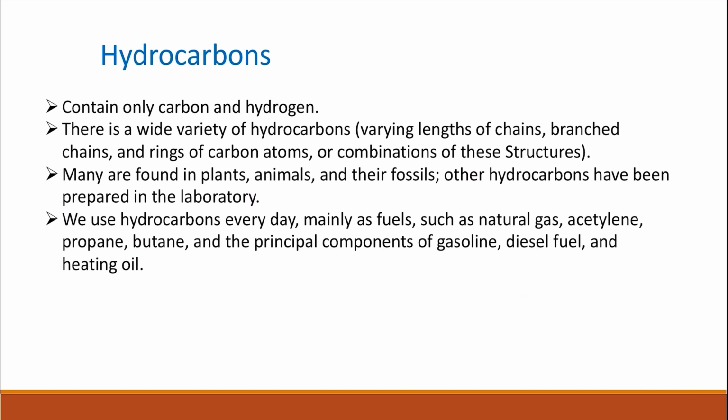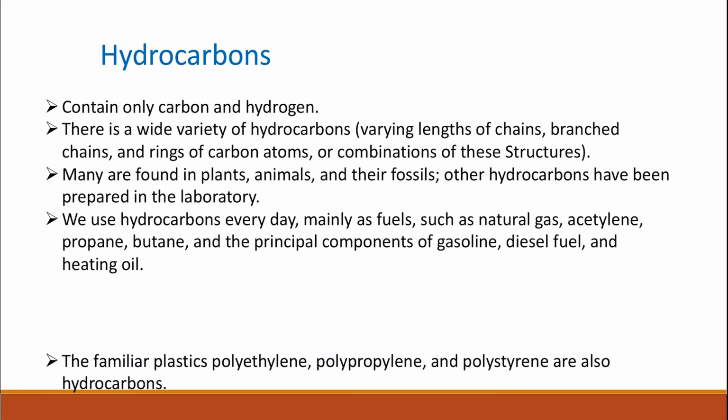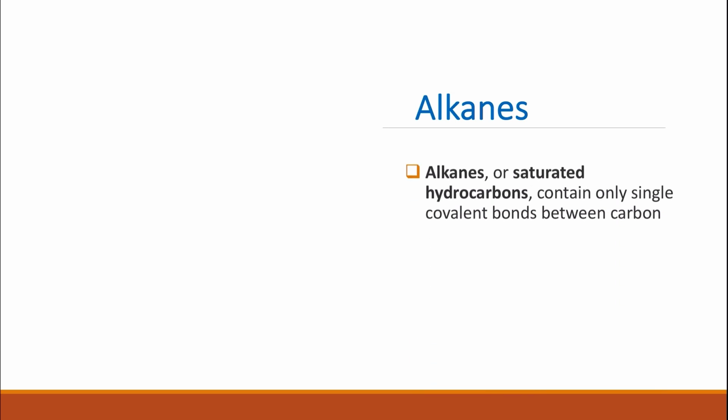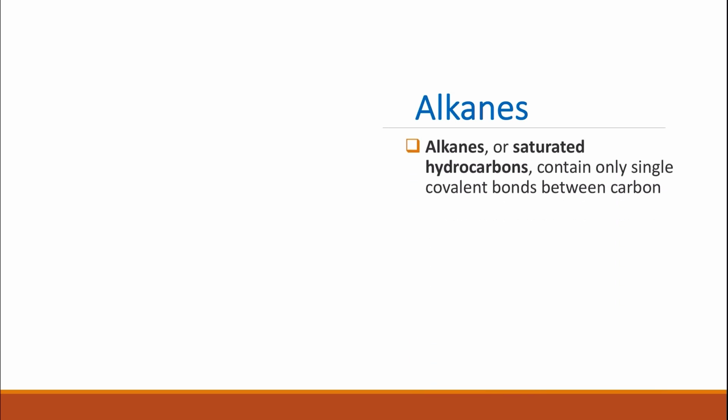We use hydrocarbons in everyday life, such as fuel, for example natural gas, acetylene, propane, butane, and so on, and also in the petrochemical industry, and the plastics that we use are also polymers that come from hydrocarbons. The first series of the hydrocarbons is the alkanes, and alkanes are saturated hydrocarbons.